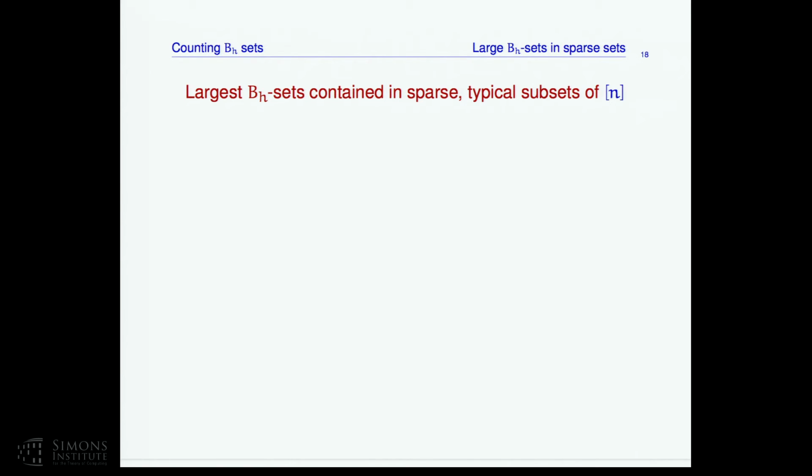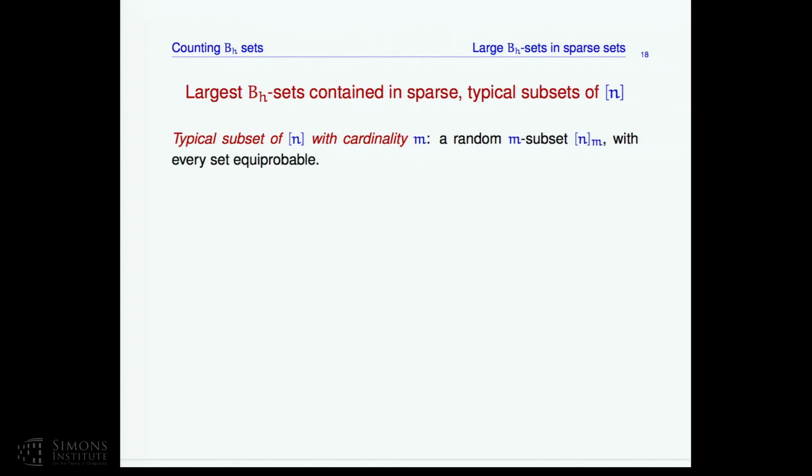Take a typical subset of [n], and we were interested in knowing how big a B_h set you can find inside this random set. So let me say it again. A typical subset of [n], I will fix the cardinality, now this is going to be m. So I consider all n choose m element subsets of [n], choose one uniformly at random, right? This [n]_m means such a random set.